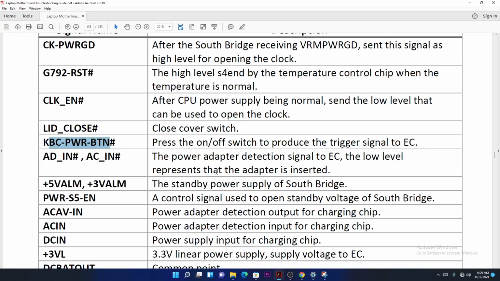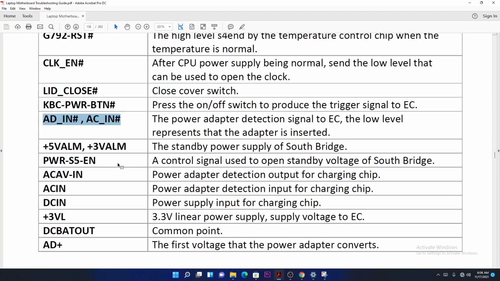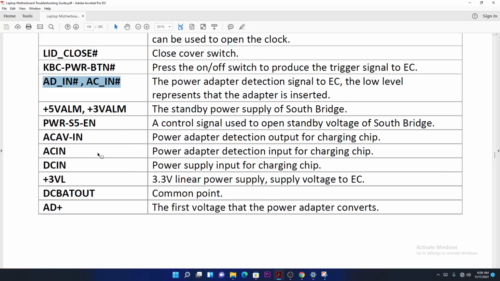And even this one as well, it goes to a startup chip. Most of the signals here go to a startup chip. This one here goes to a startup chip. It needs to report. They tell you the adapter has been connected to where? To a startup chip. And to where? To a charger chip as well.